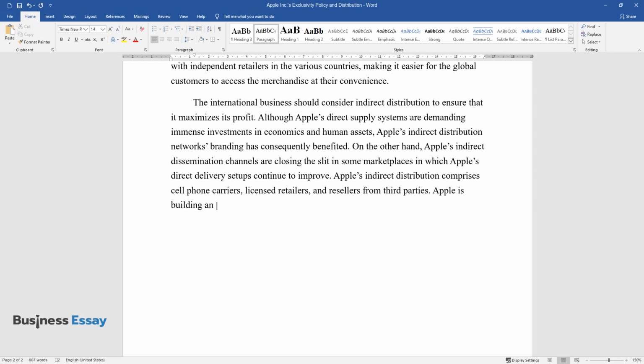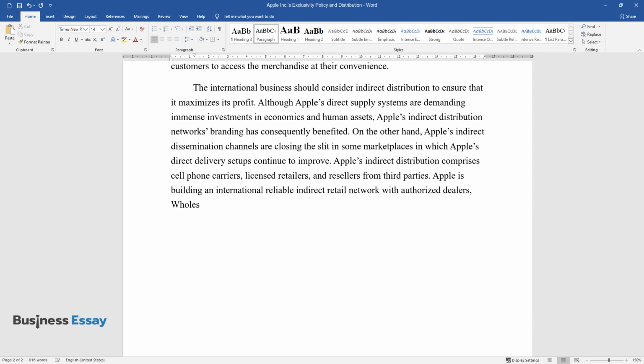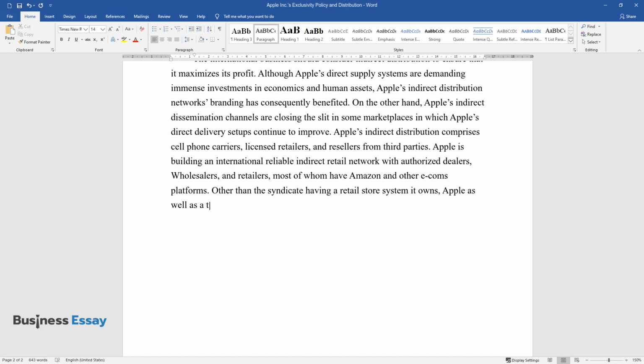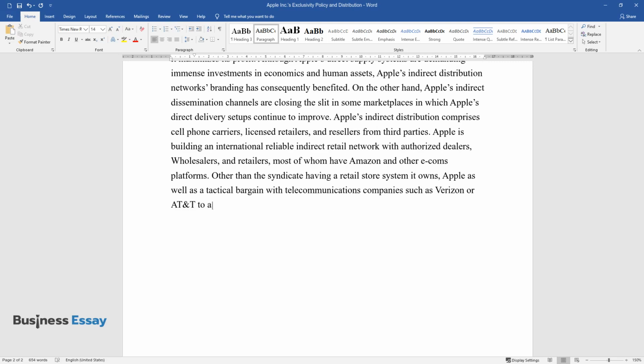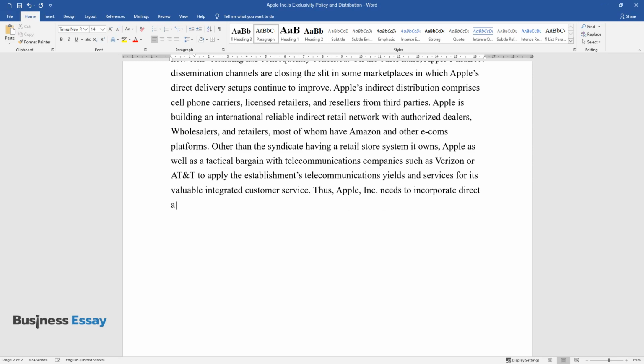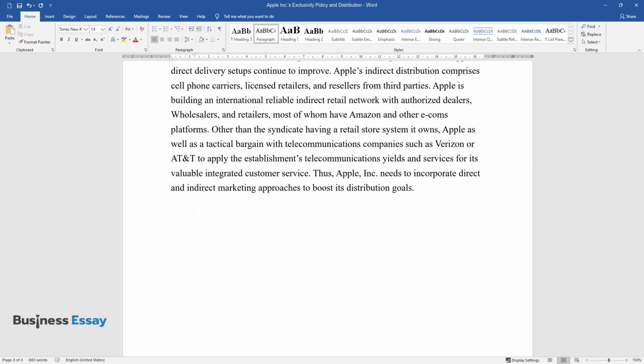Apple is building an international reliable indirect retail network with authorized dealers, wholesalers, and retailers, most of whom have Amazon and other e-commerce platforms. Other than the syndicate having a retail store system it owns, Apple also has a tactical bargain with telecommunications companies such as Verizon or AT&T to apply the establishment's telecommunications yields and services for its valuable integrated customer service. Thus, Apple Incorporated needs to incorporate direct and indirect marketing approaches to boost its distribution goals.